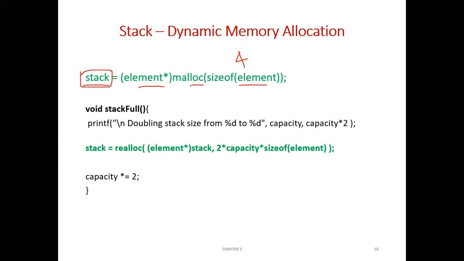Okay, so before that we are doing this typecasting, element star. That is, whatever memory is allocated will be addressed by a pointer. And these 4 bytes are not an integer, they are of type element, and the starting address of that will be stored in stack.